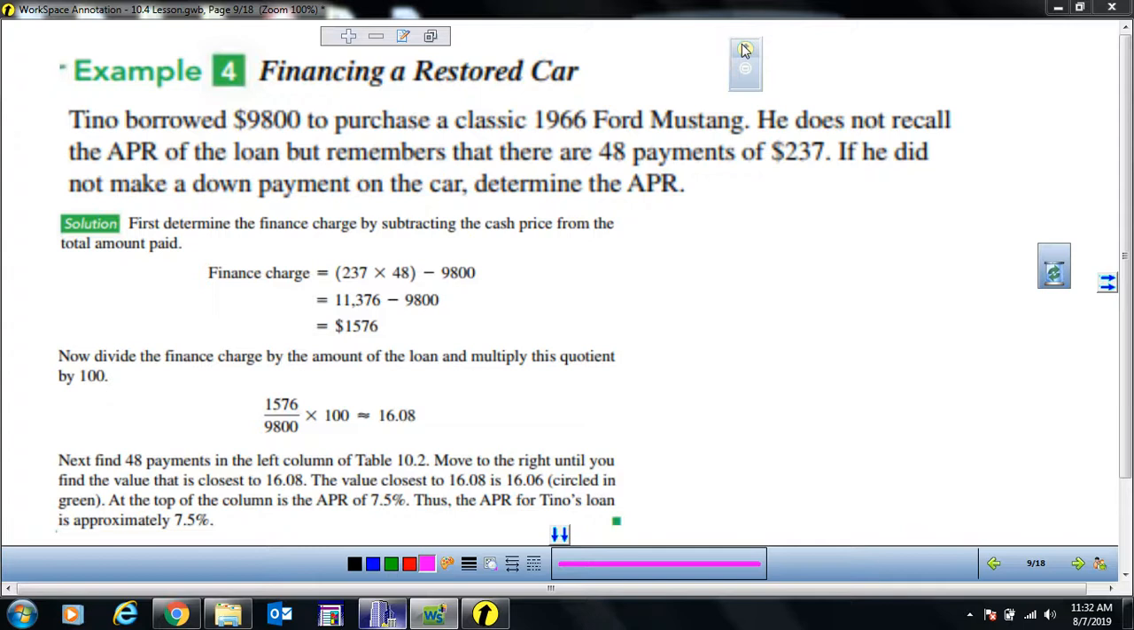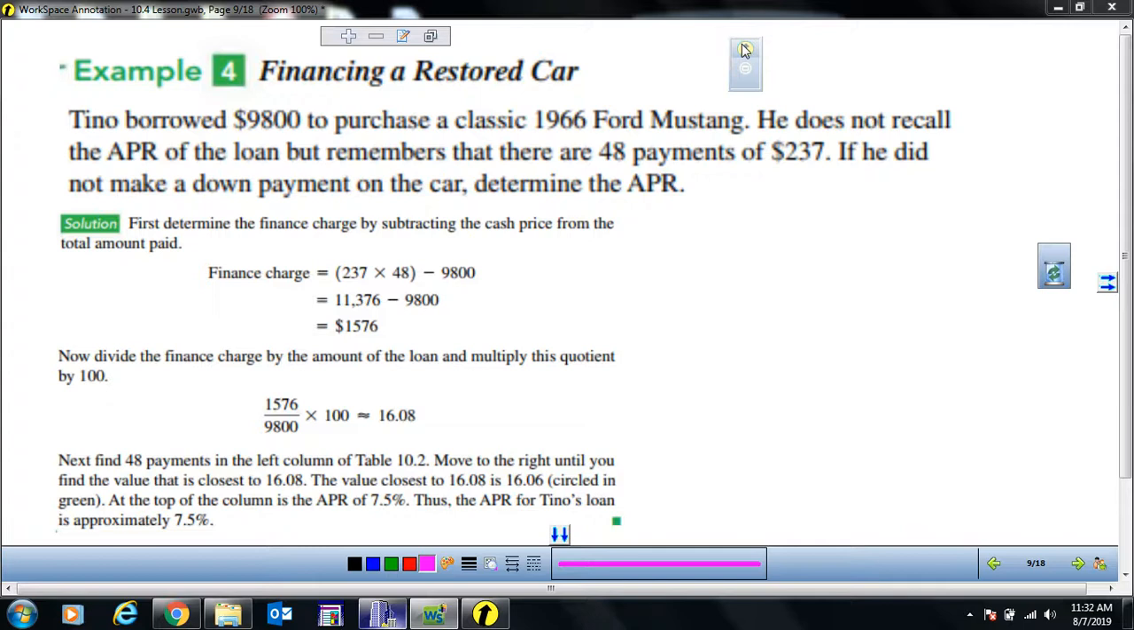Okay, so I'm just reading out the solution. It says, first determine the finance charge by subtracting the cash price from the total amount paid. So the finance charge is equal to multiplying the $237 times 48 payments, and that's going to give you a total of $11,376. Subtract from that the amount borrowed, which is $9,800, and you get $1,576. That is the finance charge.